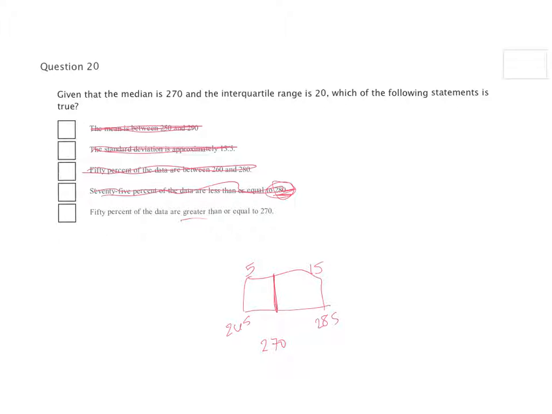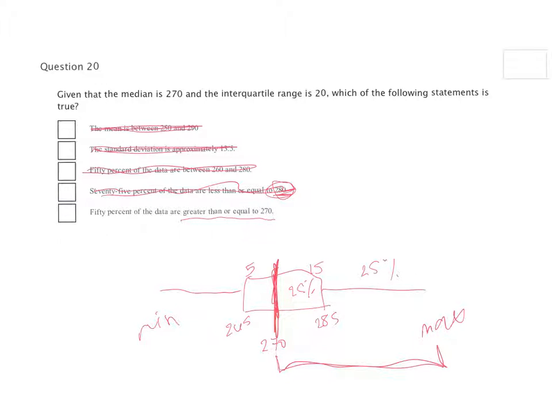50% of the data are greater than or equal to 270. So if I'm looking at some sort of box plot, here's the min, I don't know what the min is. Here's the max, I don't know what the max is. And here I know my median is 270. And whatever this chunk is, it's 25%, and this is 25%. So it is true that 50% of my data is 270 or more, because 270 is the middle, which is the median. So that last one is my answer.